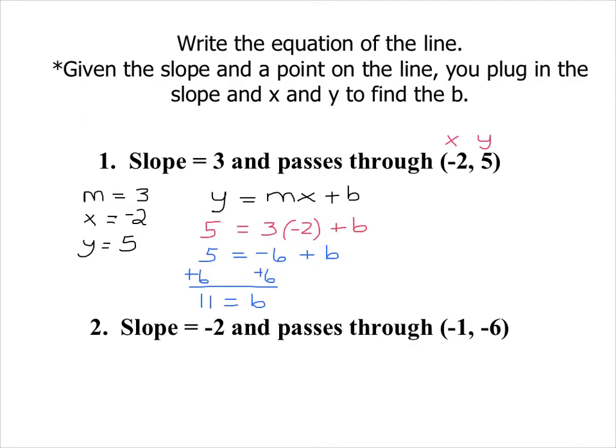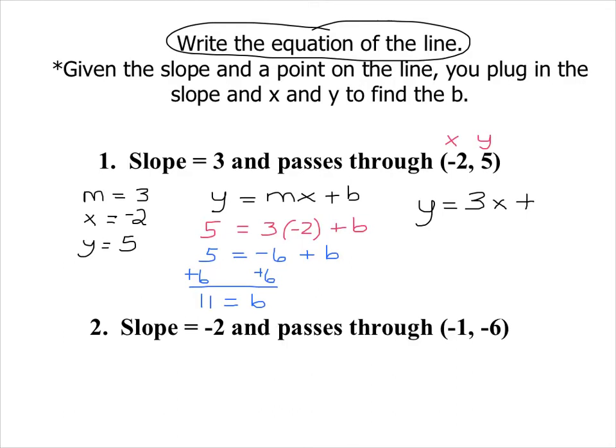So that means we can write the equation of the line. Our answer would be y equals, we know they gave us the slope, which is 3x, and our b's location will be at plus 11. Okay? All right, let's do number 2.